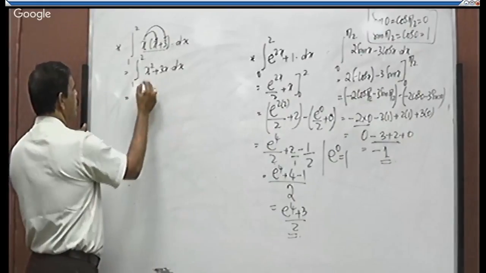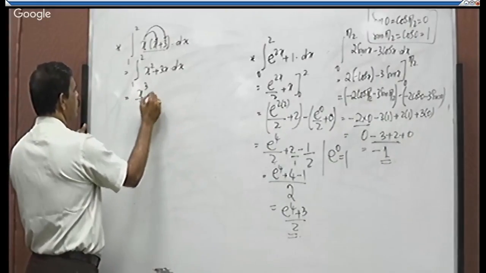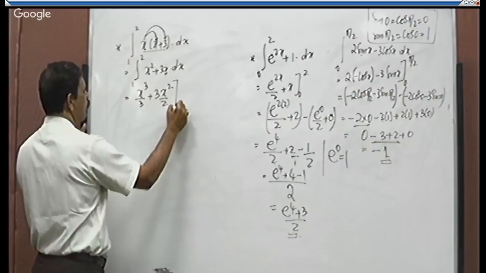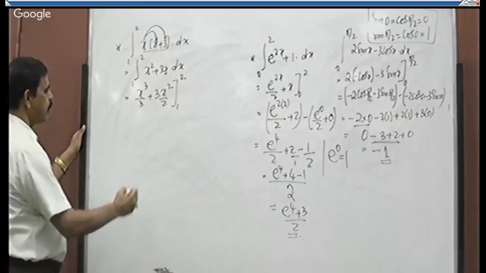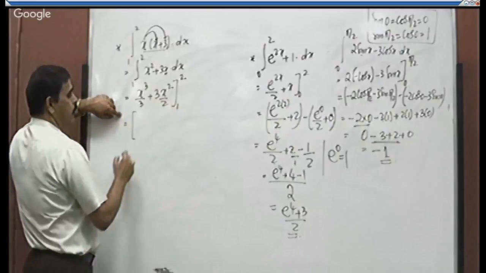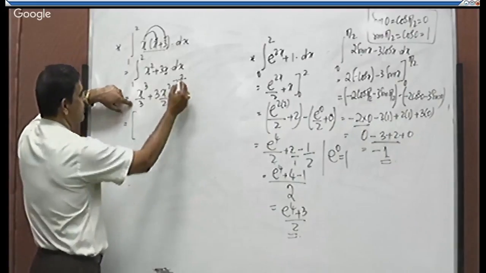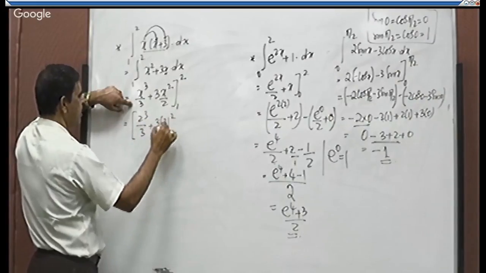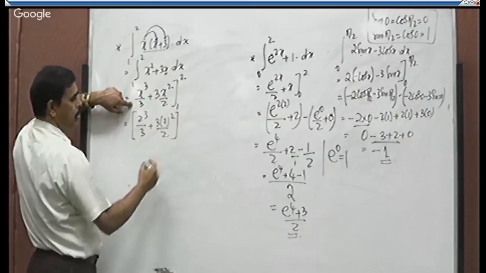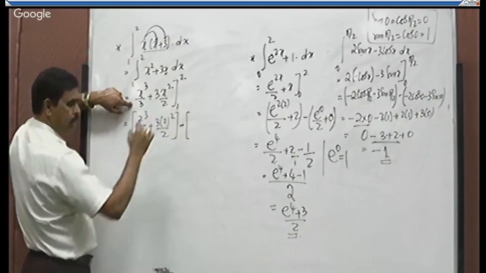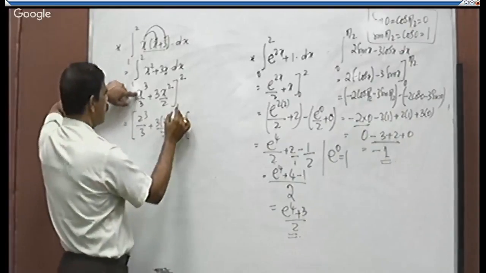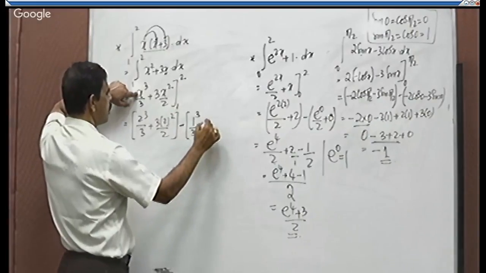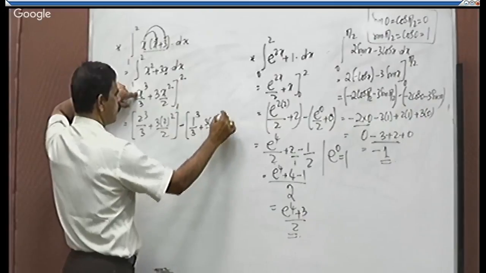Integrate now. Integration of x square is what? x cube by 3, plus 3 into integration of x, which is x square by 2. Apply the limit. Lower limit 1, upper limit 2. That is equal to, in one bracket we need to substitute x is equal to 2, cube by 3 plus 3 into 2 square divided by 2, close the first bracket, minus, put minus, open another bracket for the lower limit, that is 1 is substituted in place of x, 1 cube by 3 plus 3 into 1 square divided by 2.